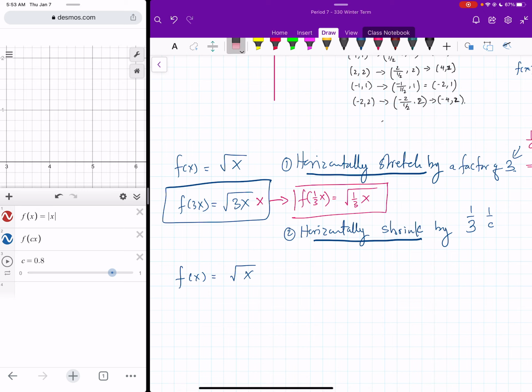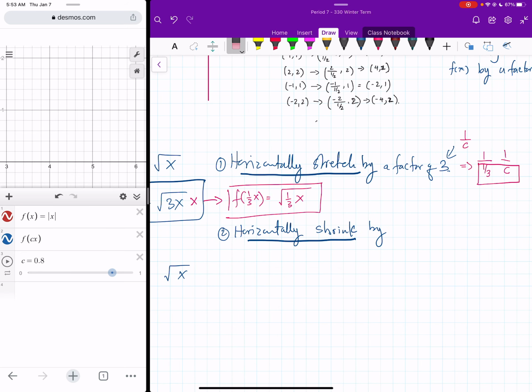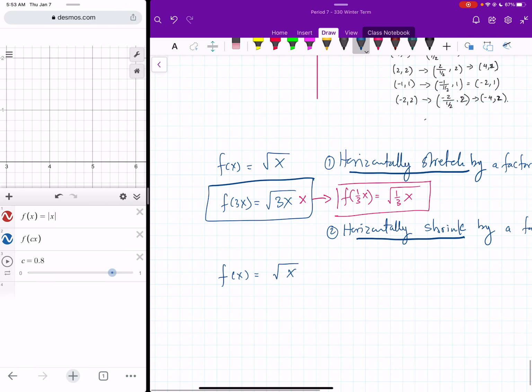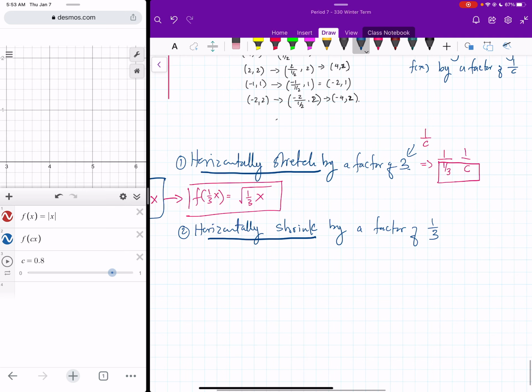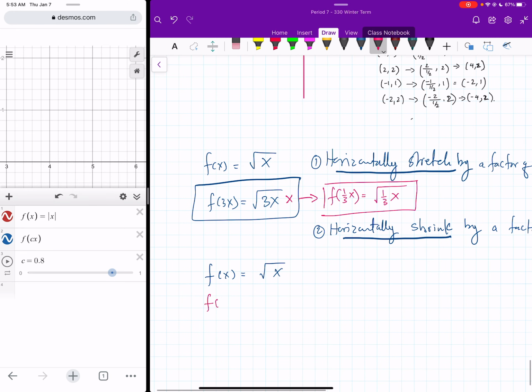Likewise, if I told you to horizontally shrink by a factor of 1/3, remember that when we did horizontal shrink, C was supposed to be a number greater than 1. This is already in the form 1 over C. C is 3. So to solve that problem, this is f of 3x, and that would mean that this becomes square root of 3x. Let's cross this out so that doesn't confuse anybody.